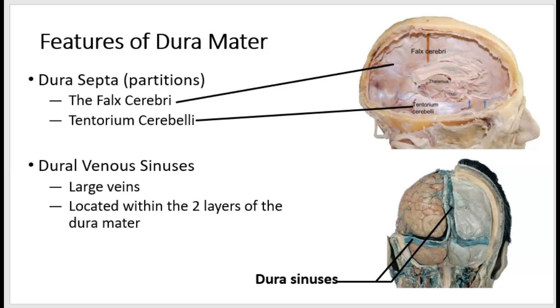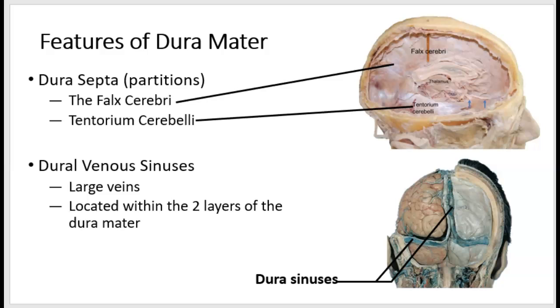The picture in the upper right shows the 2 dural septa that exist. The falx cerebri, which I mentioned previously, is located between the 2 cerebral hemispheres, and the tentorium cerebelli is located between the cerebrum and the cerebellum in the transverse fissure.